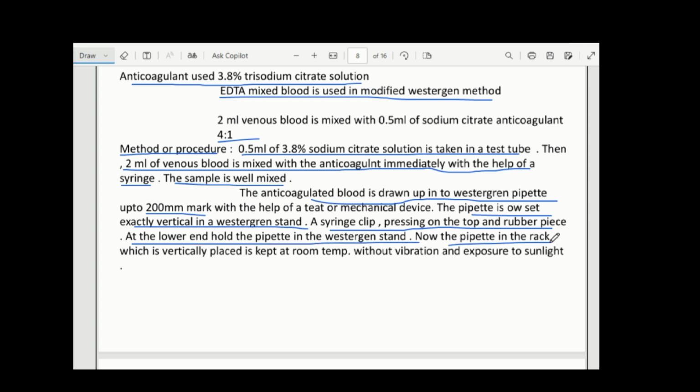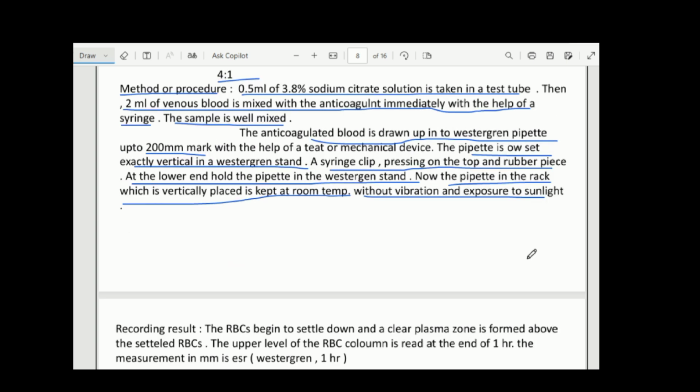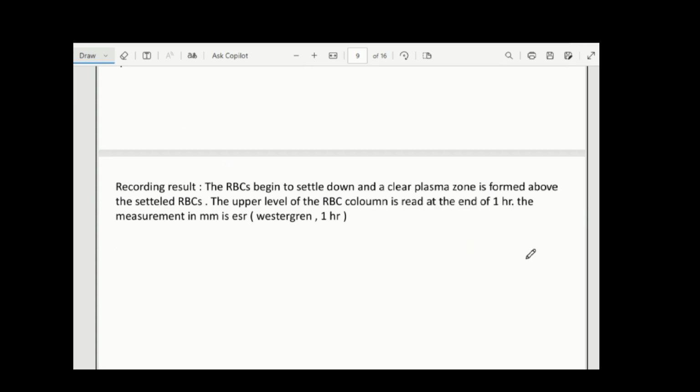Now the pipette in the rack, which is vertically placed, is kept at room temperature without any vibration and exposure to sunlight. After 1 hour, the upper level of the RBC column is read. The value measured in millimeters is the value of ESR.